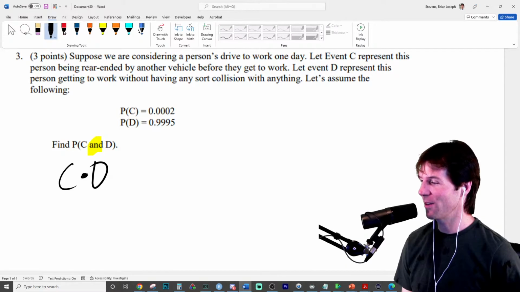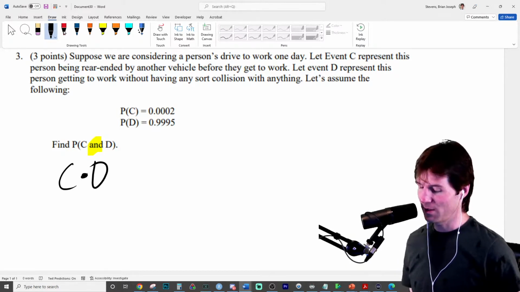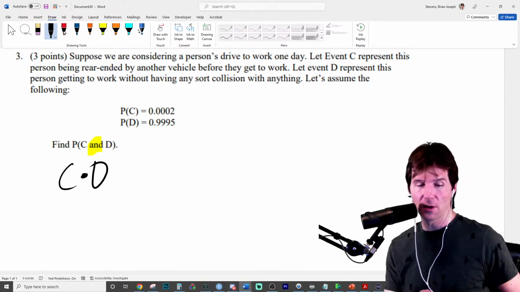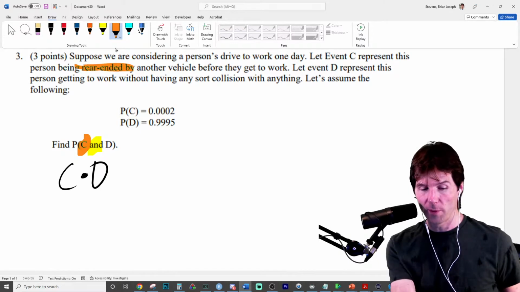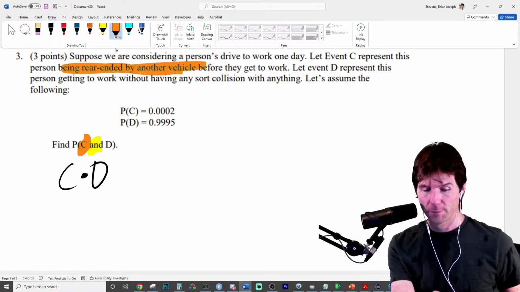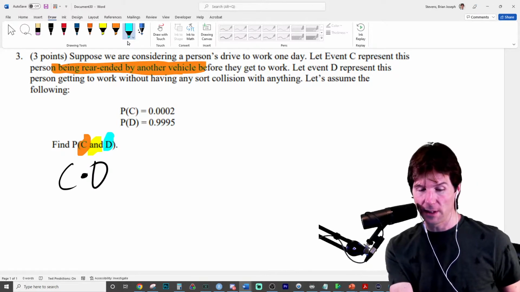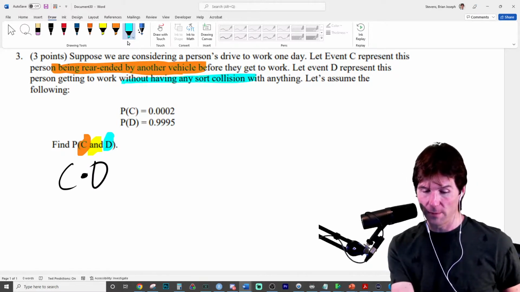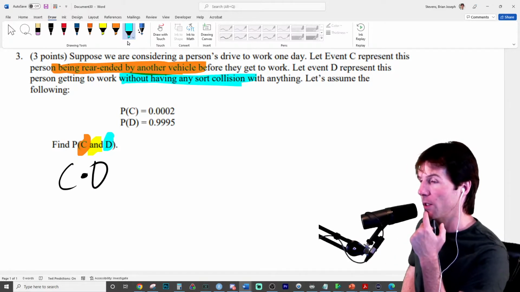Good questions right here. We're asking, are they independent? That is a sneaky one, right? So we have here two different things that could occur. We have here C, which is you are rear-ended by another vehicle. And we have here D, which is getting to work without having any collision. So are they independent? Great question.